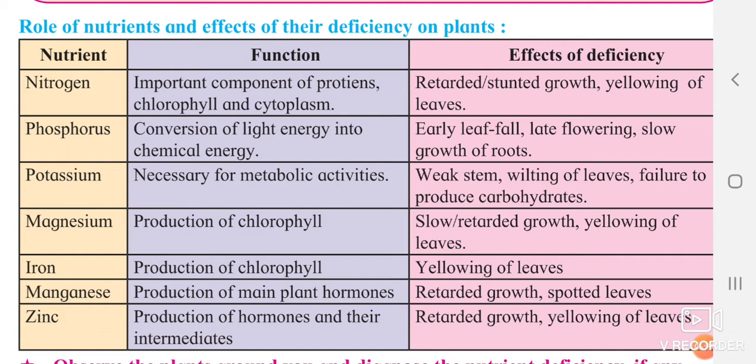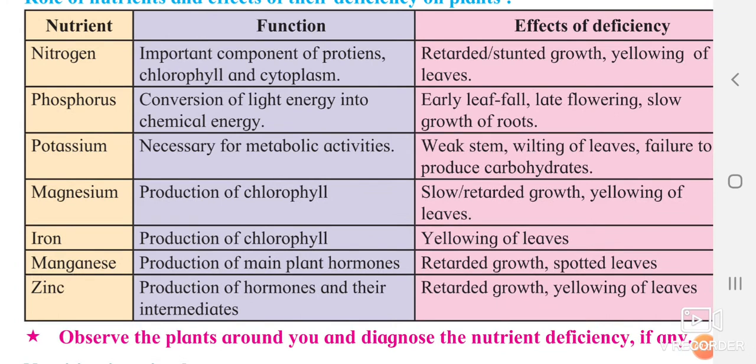Actually potassium is helping in the metabolic activities. Now metabolic means what? Yes, the movement, but plants are not moving, so it is the movement in the xylem and phloem, the transport system goes on well. If it is not present, there will be a weak stem, wilting of leaves, and failure to produce carbohydrates, so it will not be efficient or enough to produce the carbohydrates in that particular plant.